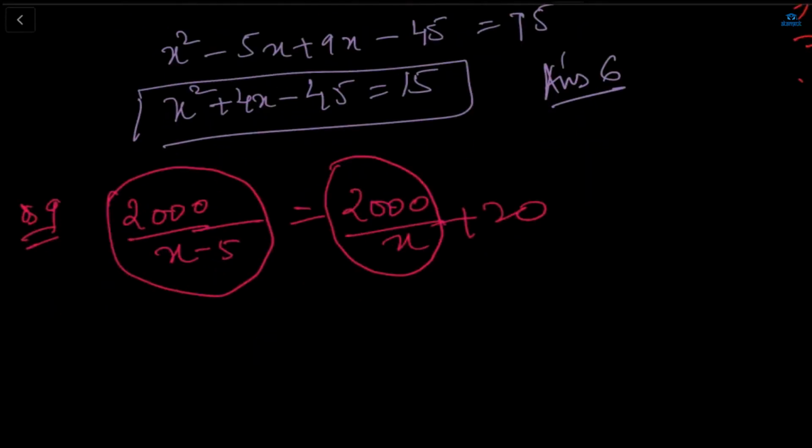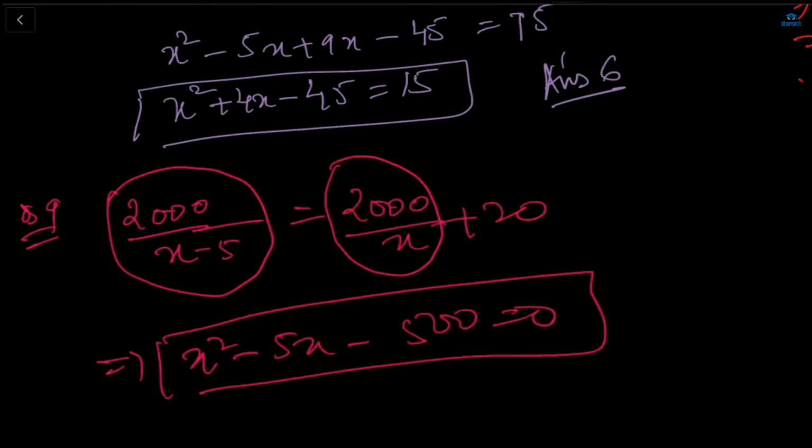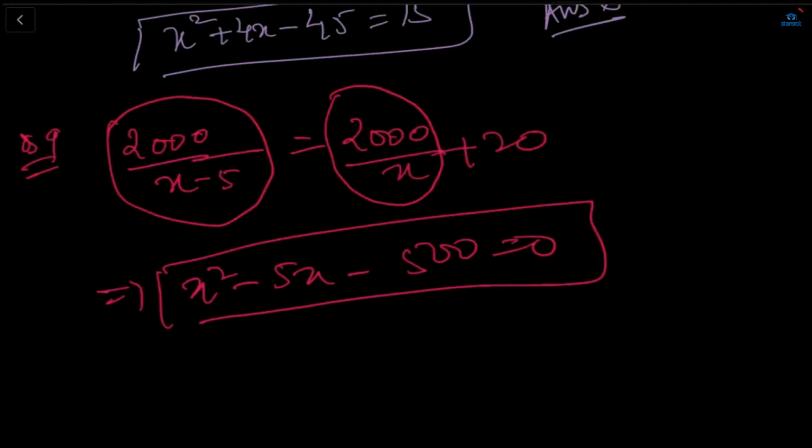I write the equation: x squared minus 5x minus 500 is equal to 0. This is the equation that you will find. And the final answer I'm just writing. Try to solve all these questions. You'll get these in the assignment also. The answer will be 20 and 100. This is your final answer.